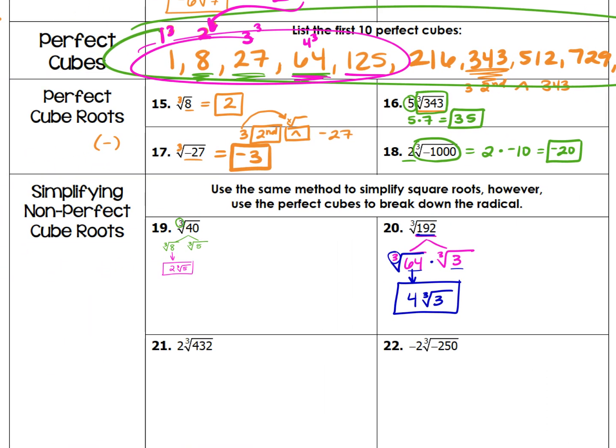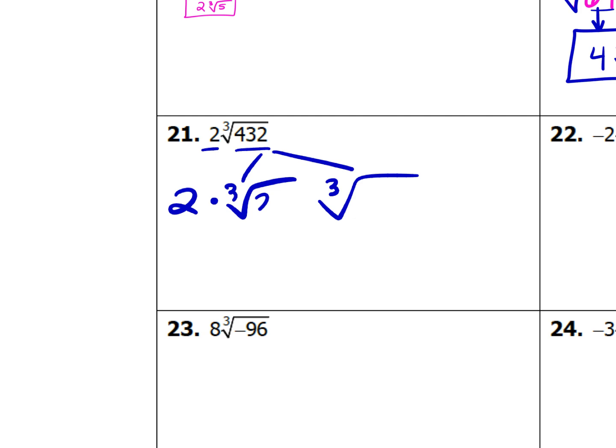All right, go to this one. This one has a 2 out in front. So it's going to be 2 times a perfect cube and something that's not a perfect cube. So you go 432 divided by, and pick where you want to start, but start high and work your way down. What is 432 divisible by? 216. Okay, so from that list, 216 is the highest one that works. 216 times what is 432? That's 2. Okay.